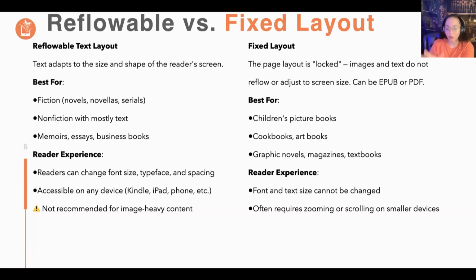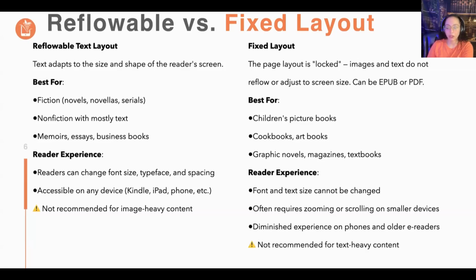So if you've ever tried to read a PDF on like your Kindle app, and like my screen is 6.5 inches, it's doable, but not very fun. And then of course with fixed layout, this requires zooming, scrolling on smaller devices. So you're trying to switch it back and forth, zoom it in, zoom it out to try to get the reading experience you want, which is why, again, with fiction, you just give them a reflowable EPUB, please. And then, of course, this can diminish the experience on phones and older e-readers for the same reasons I mentioned. Not recommended for text-heavy content. It's just not necessary. Fixed layout is not necessary for text-heavy content.